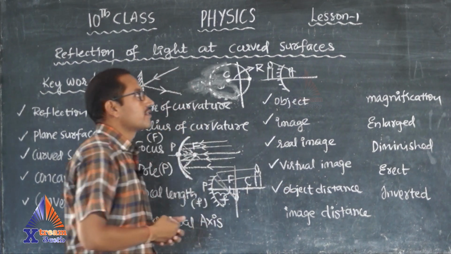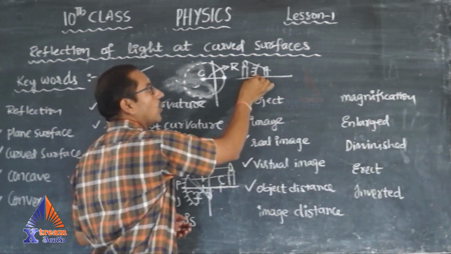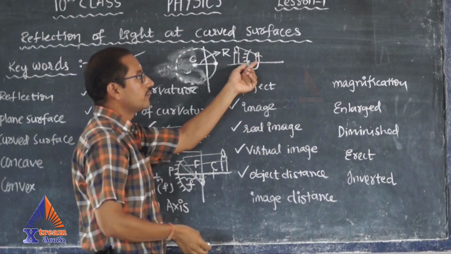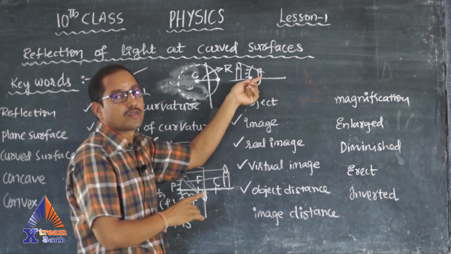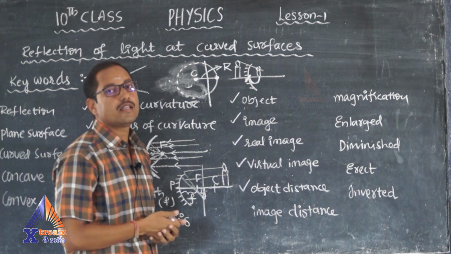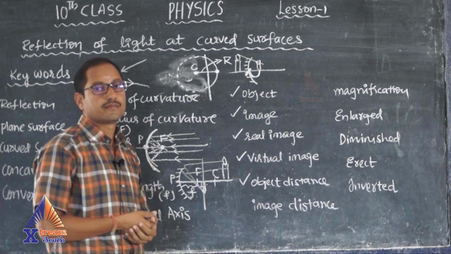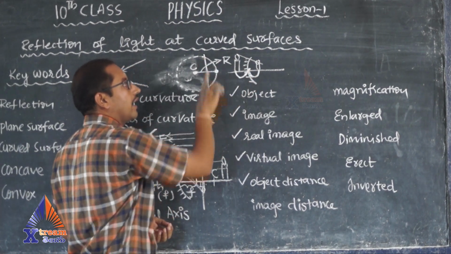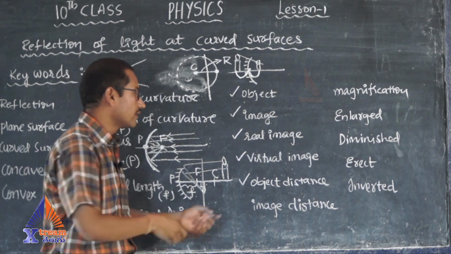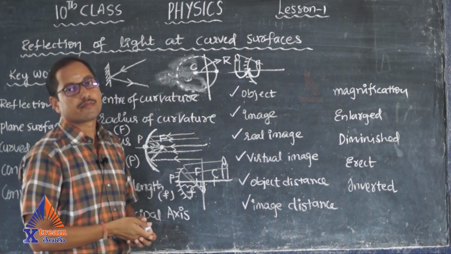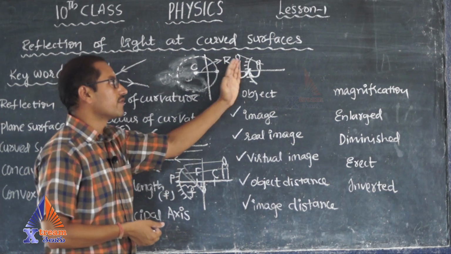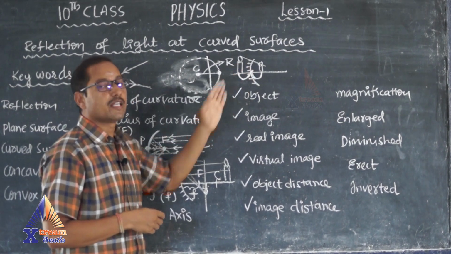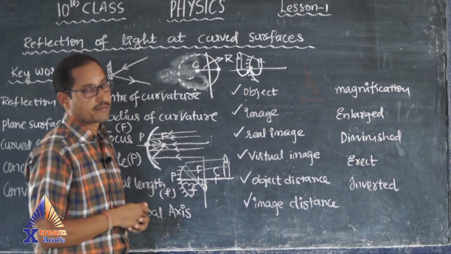Next one is object distance. From the pole, the distance between pole and object is called as object distance. From the pole, if you measure the distance between image and pole, then that distance is called as image distance. I repeat, the distance between pole and object is called as object distance. The distance between pole and image is called as image distance.